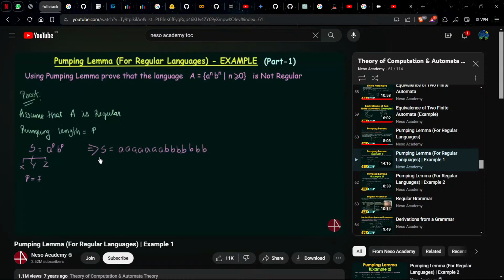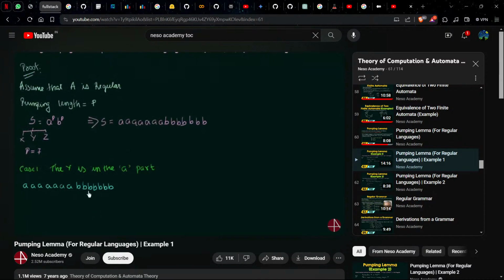Now let's see all the possible ways in which we can divide this s into three parts x, y, and z. So for that, let me take case number 1. Case number 1 is that the y part is in the a part. What do I mean by this? You will be clear when I do this. Let's say we have 1, 2, 3, 4, 5, 6, 7, and 1, 2, 3, 4, 5, 6, 7. Okay, so this is my string, and the y is in the a part.